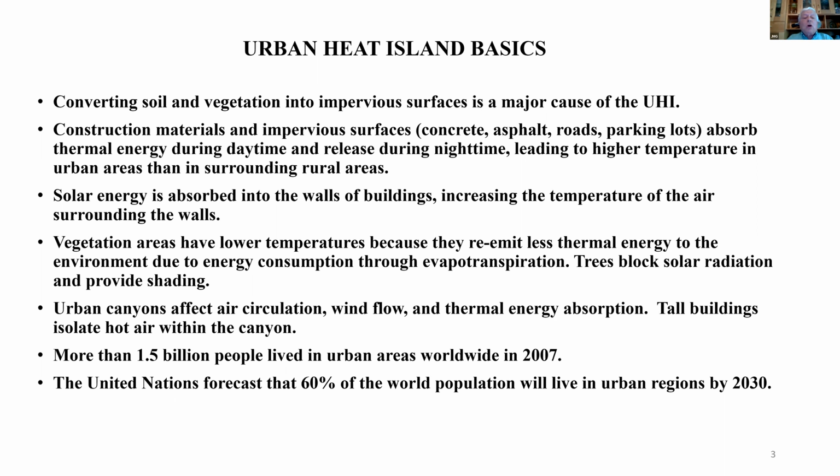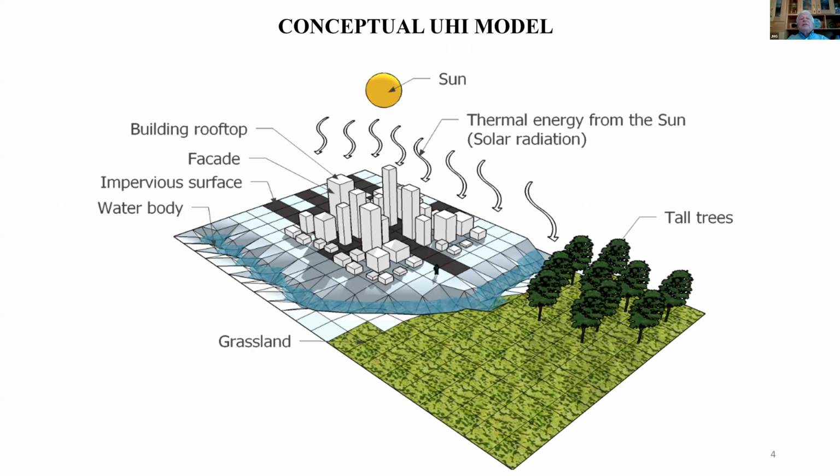Okay, so that's a little bit the background, and you can see on this diagram a summary of all the factors that create the urban heat island. Of course, the sun, and then you have high rises and smaller buildings. You have water. Water is an element that reduces temperature. You have grass, you have trees. All these things interact to create this phenomenon in a fairly complex way.